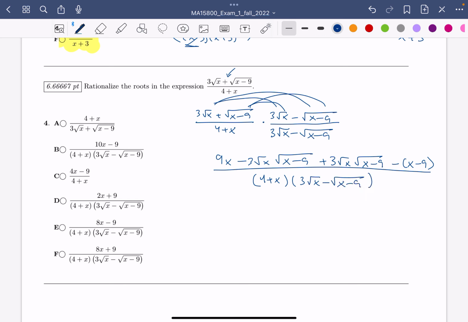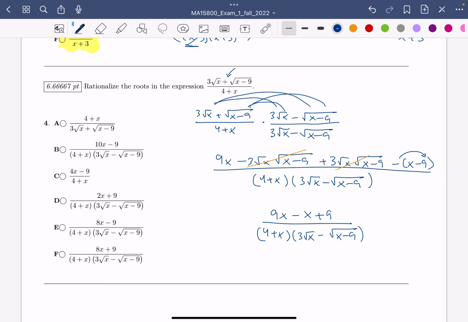Now, we can simplify a little bit. We can cancel these middle terms. And we're left with 9x minus x minus 9. But because we're subtracting, we need to distribute this negative sign. So it should be plus 9 all over 4 plus x, and then times 3 root x minus x minus 9.